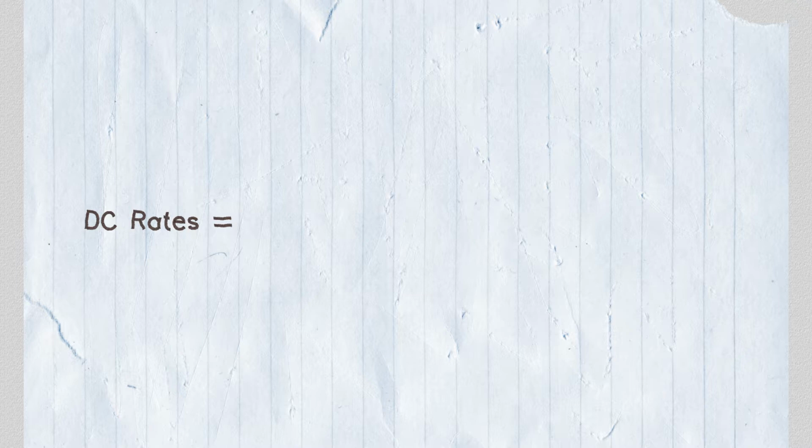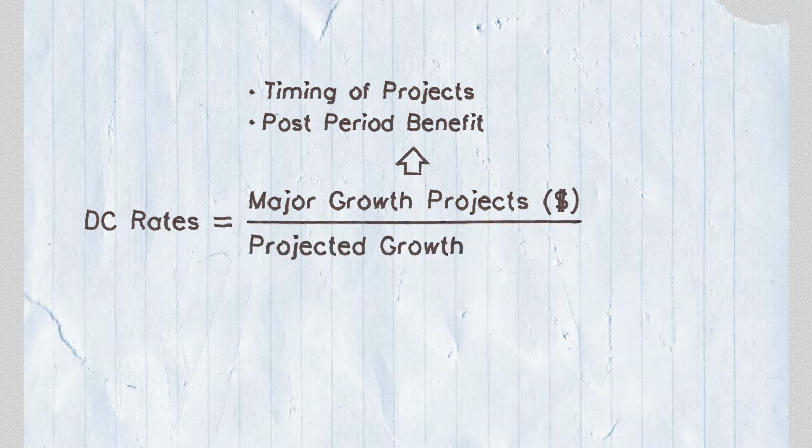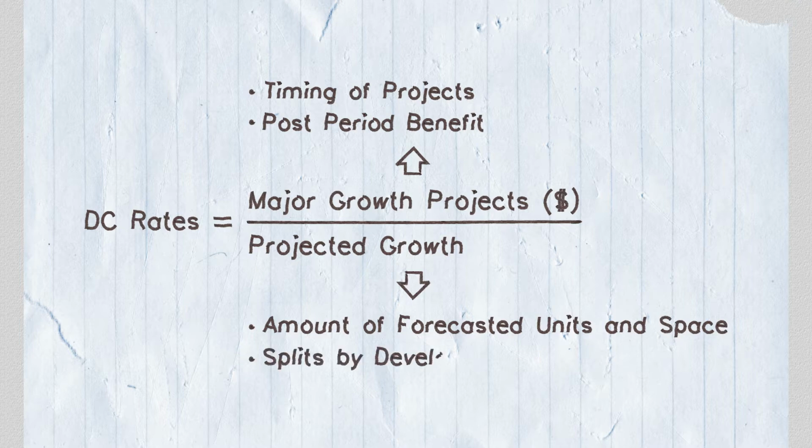The main focus of development charge calculation is recovering the appropriate amount of money from individuals or entities that are generating city growth. In simple terms, the rate is calculated as follows: the total dollar value of all major growth projects, timing of projects, and post-period benefit, as well as other factors. This is then divided by the projected growth, which is made up of the amount of forecasted units in space and splits by development type.